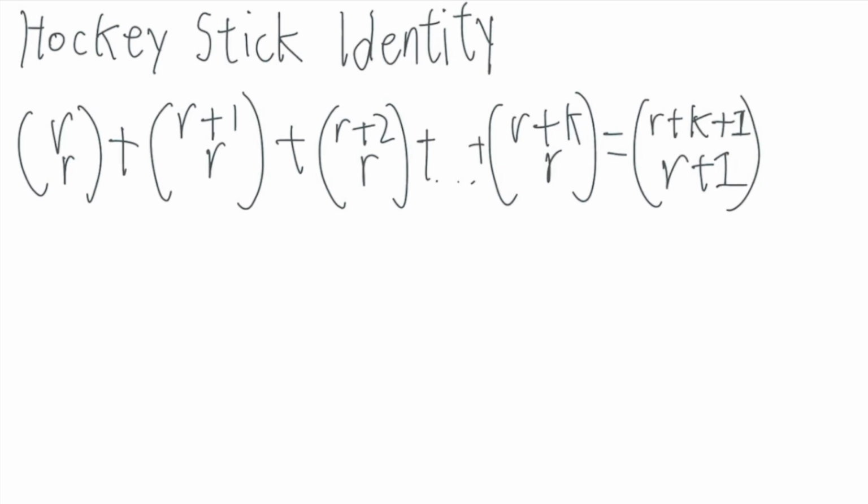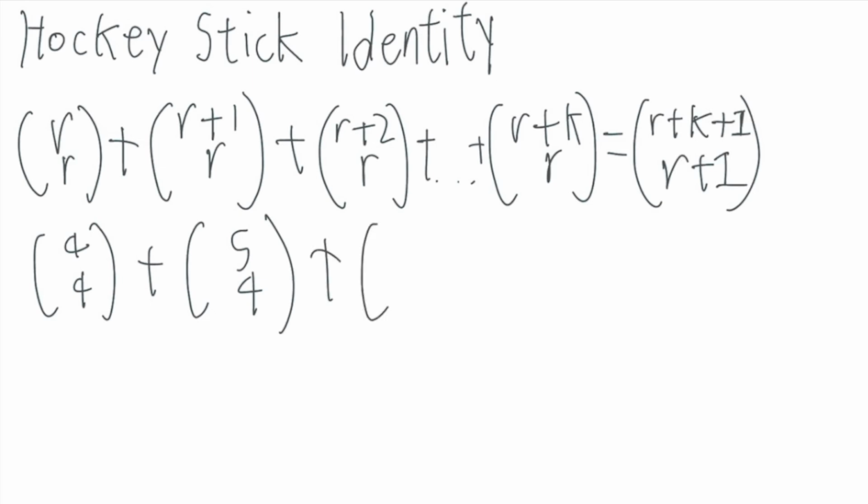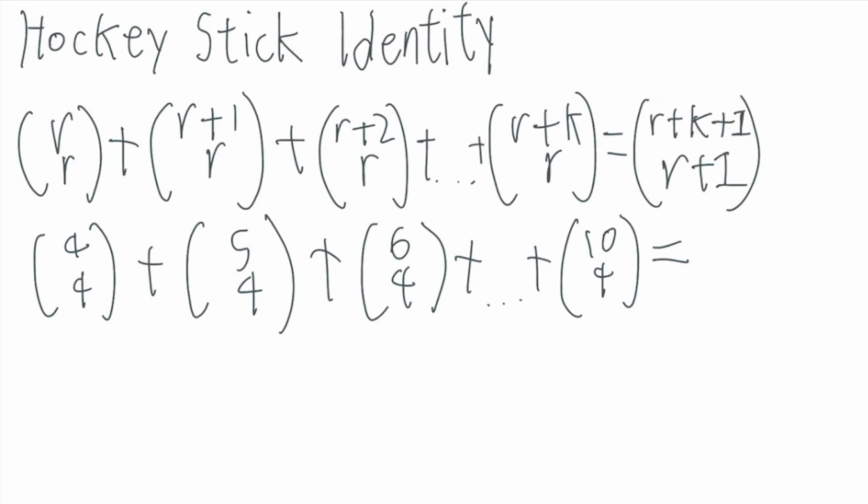So just to get an understanding of what that looks like, let's say R choose R is 4 choose 4. We're going to have 5 choose 4 plus 6 choose 4 until, let's stop at 10 choose 4. This is going to be equal to 10 plus 1 choose 4 plus 1.